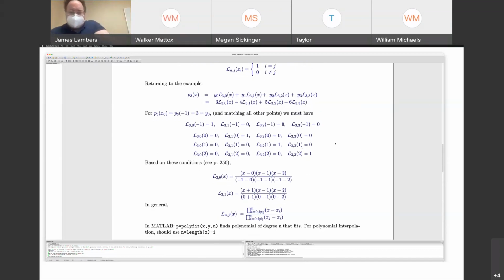So what I'm going to focus on here is how these formulas come about. There are two main ideas here. I'll focus on this first one. We need it to be equal to 1 at this point, 0 at all the others. Now, this polynomial is of degree 3.